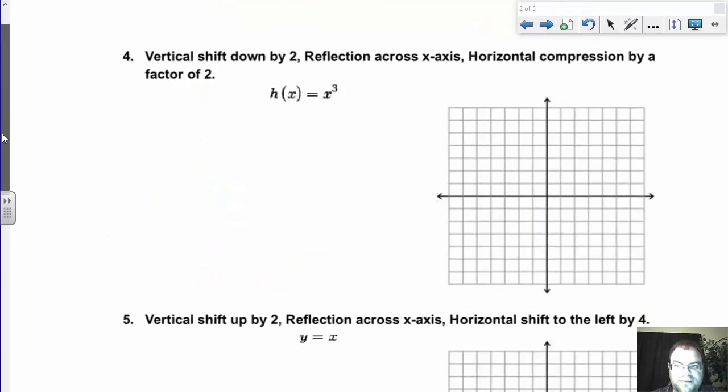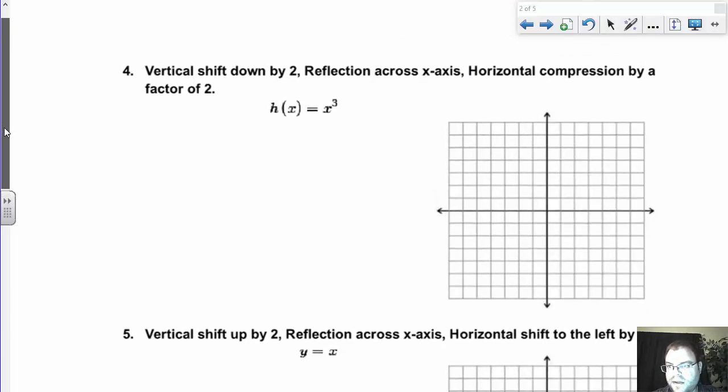Alright, we've got a couple more of these. So here we've got a vertical shift down by 2, reflection across the x-axis, horizontal compression by a factor of 2, so there's a lot going on. So let's figure out this parent function. I like to sketch what they look like just in the corner over here.